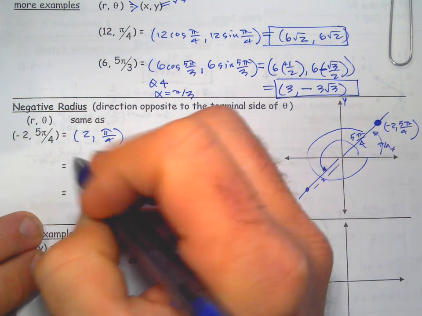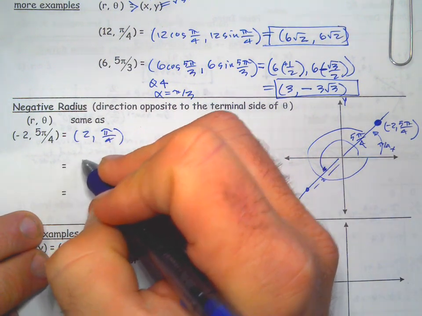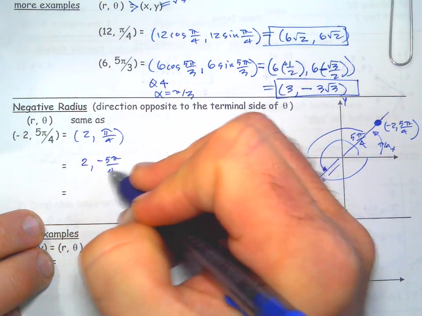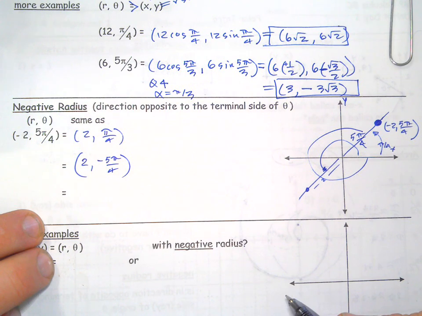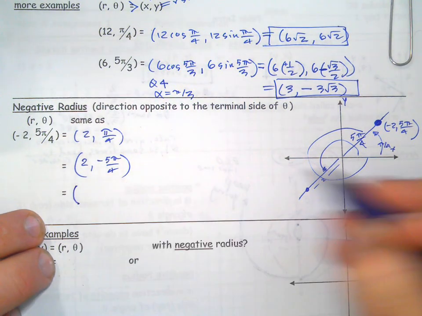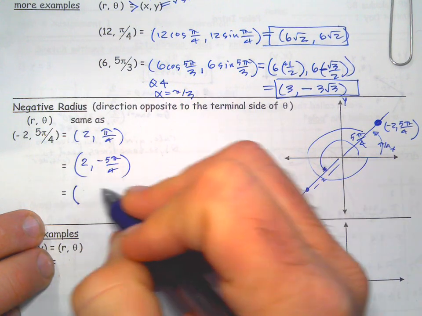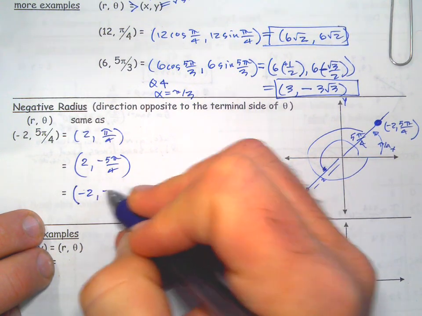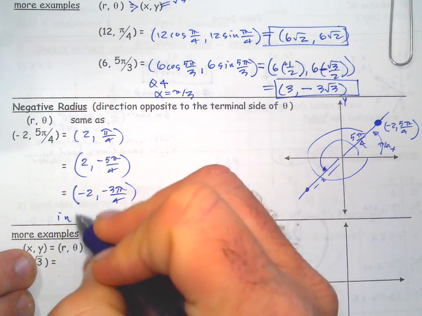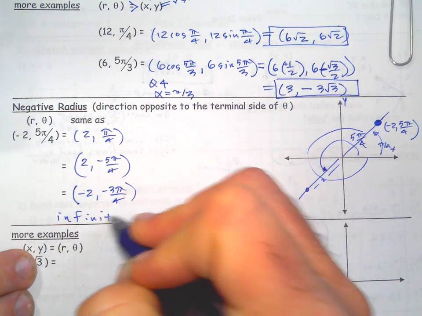We could go backwards. We could go this way. We could say 2 comma negative 5 pi over 4. That would put you at the same place. We could go backwards here, say we could do negative 2, negative 3 pi over 4. That would give you the same thing. So there's actually infinite coterminal angles for sure.